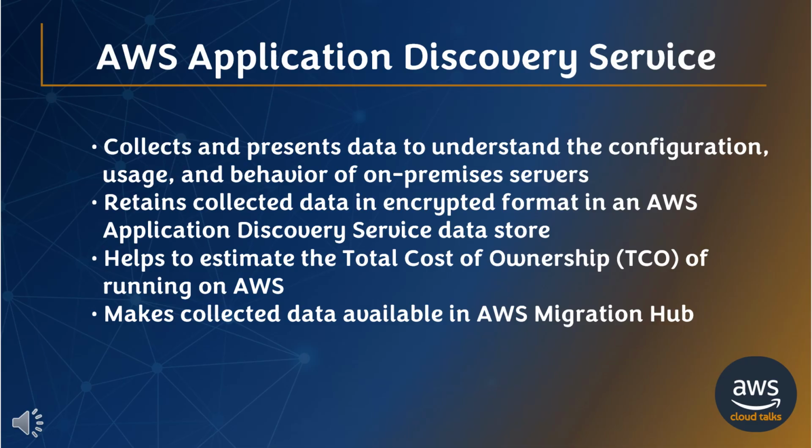AWS Application Discovery Service collects and presents configuration, uses, and behavior data from your servers to help you better understand your workloads. The collected data is retained in encrypted format in an AWS Application Discovery Service data store. You can export this data as a CSV file and use it to estimate the total cost of ownership of running on AWS and to plan your migration to AWS.